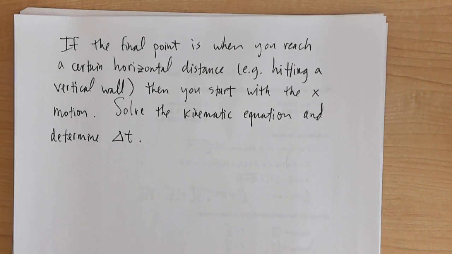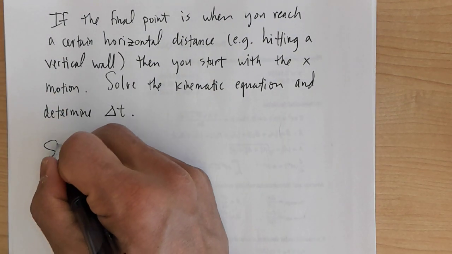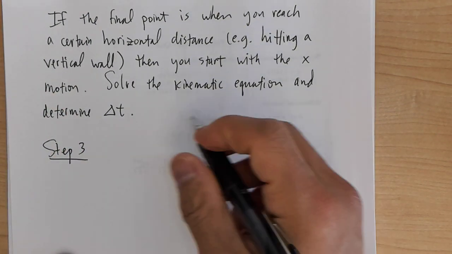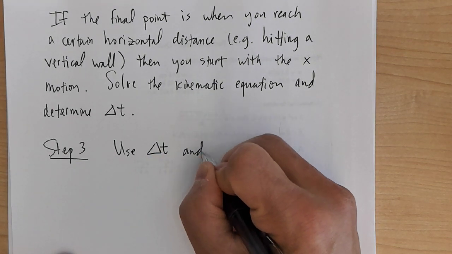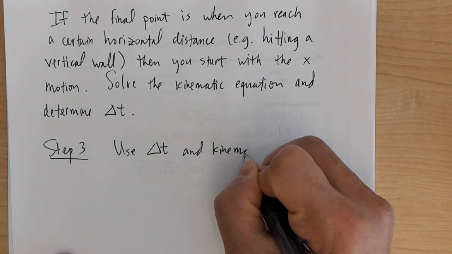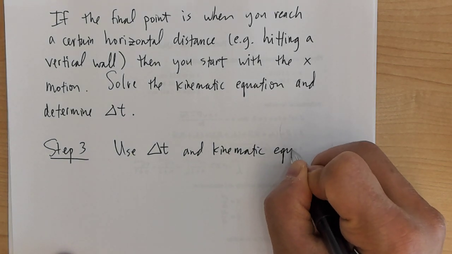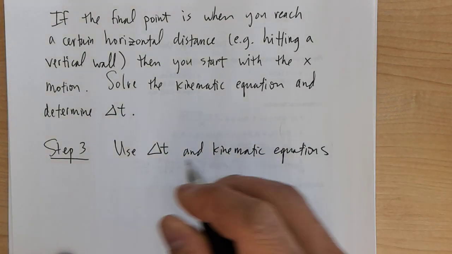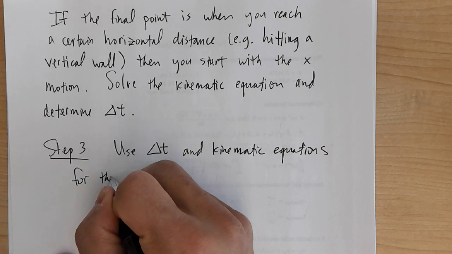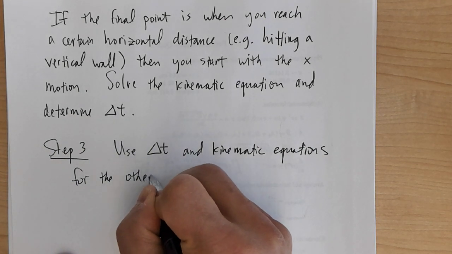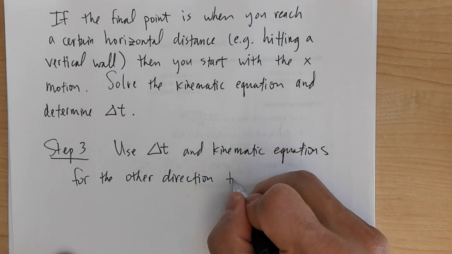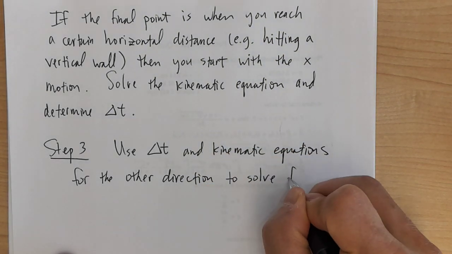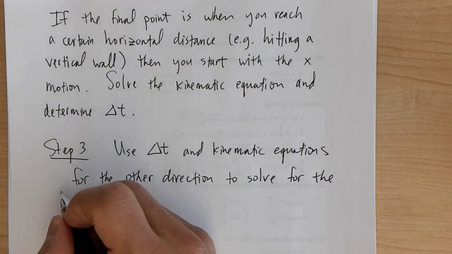Okay. Now, step 3. We assume we have delta t. Now we use delta t and the kinematic equations for the other direction to solve for the unknowns you want.